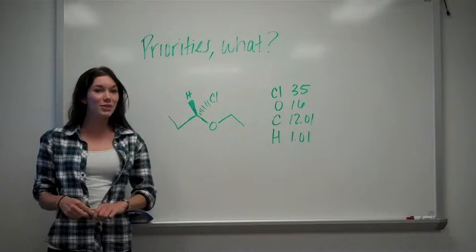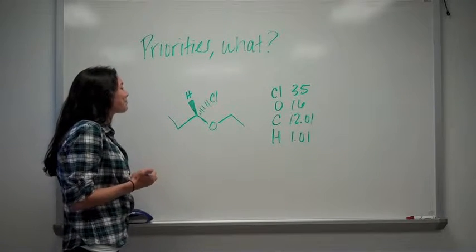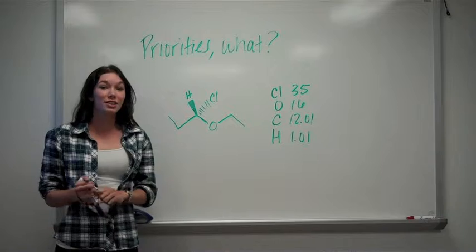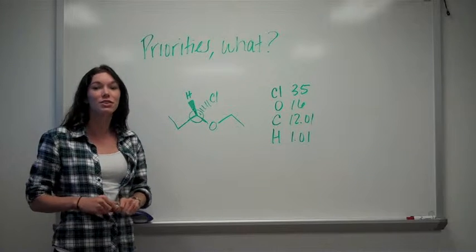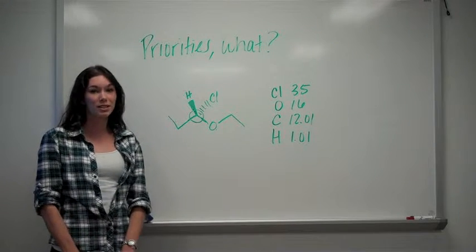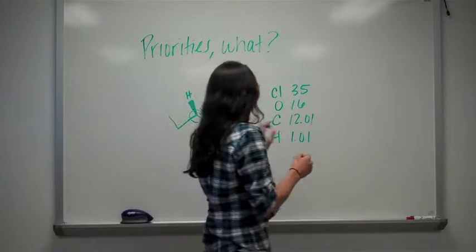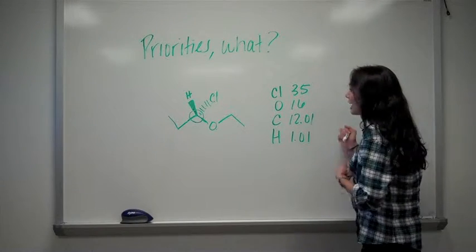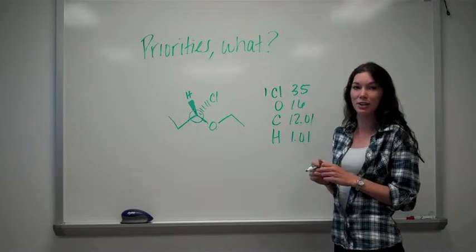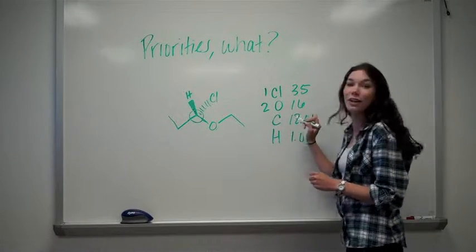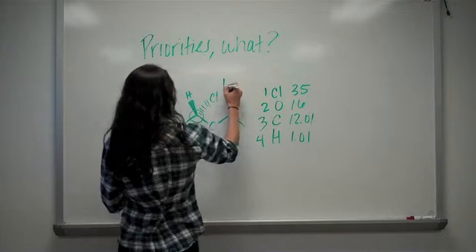Before we get into R and S configurations, we want to talk about priorities. First, you want to establish where your chiral center is. So here's our chiral center. Highest priority is given to the highest atomic number, and lowest priority to the lowest atomic number. So you look at the atoms attached to your chiral center. We have chlorine, oxygen, carbon, and hydrogen. Chlorine has the highest atomic number, so it's given priority number 1. Oxygen has the second highest, so it's given number 2, followed by carbon, which is given 3, and lastly hydrogen, which is given 4. So we have 1, 2, 3, 4.